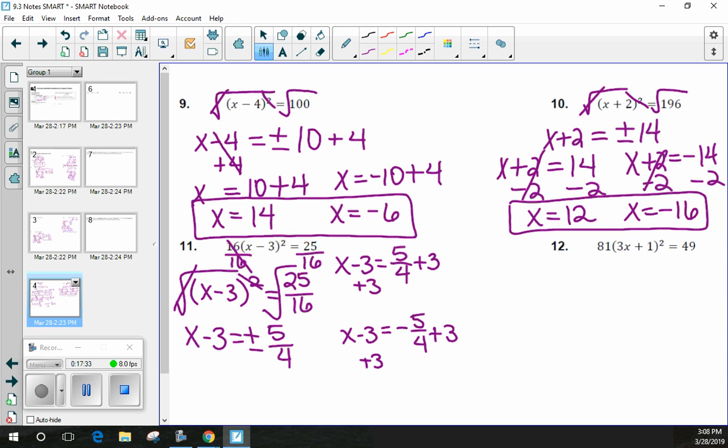So our solution, 5/4 is 1 1/4 plus that. So one solution is 4 1/4. You can also grab a calculator right now at this point if this is not feeling comfortable. And then the other answer would be 3 minus that, 1 3/4.